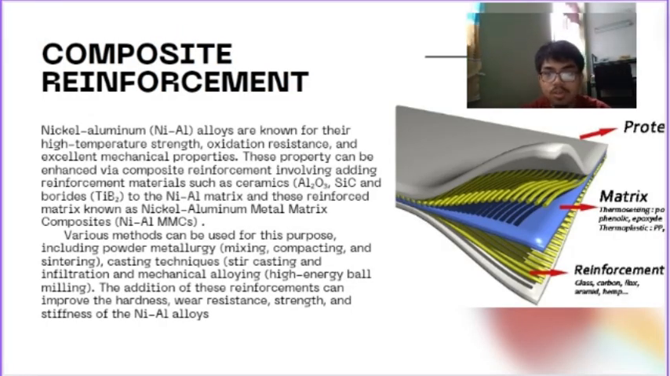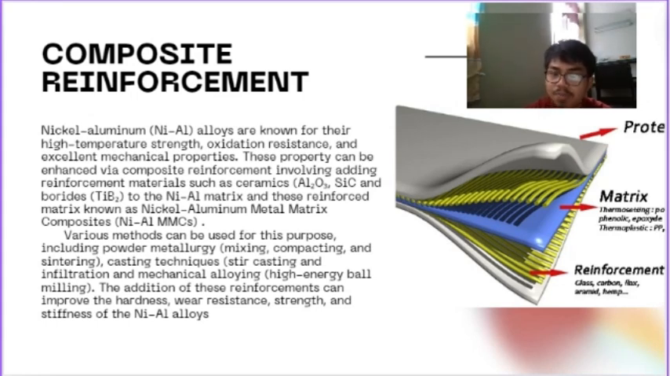Moving on to the composite reinforcement. Nickel and aluminum alloy are known for their high temperature strength and oxidation resistance, and also for excellent mechanical properties. These properties can be enhanced via composite reinforcement, which involves adding reinforcement materials such as ceramic, and these reinforcement materials are known as the nickel aluminum metal matrix.